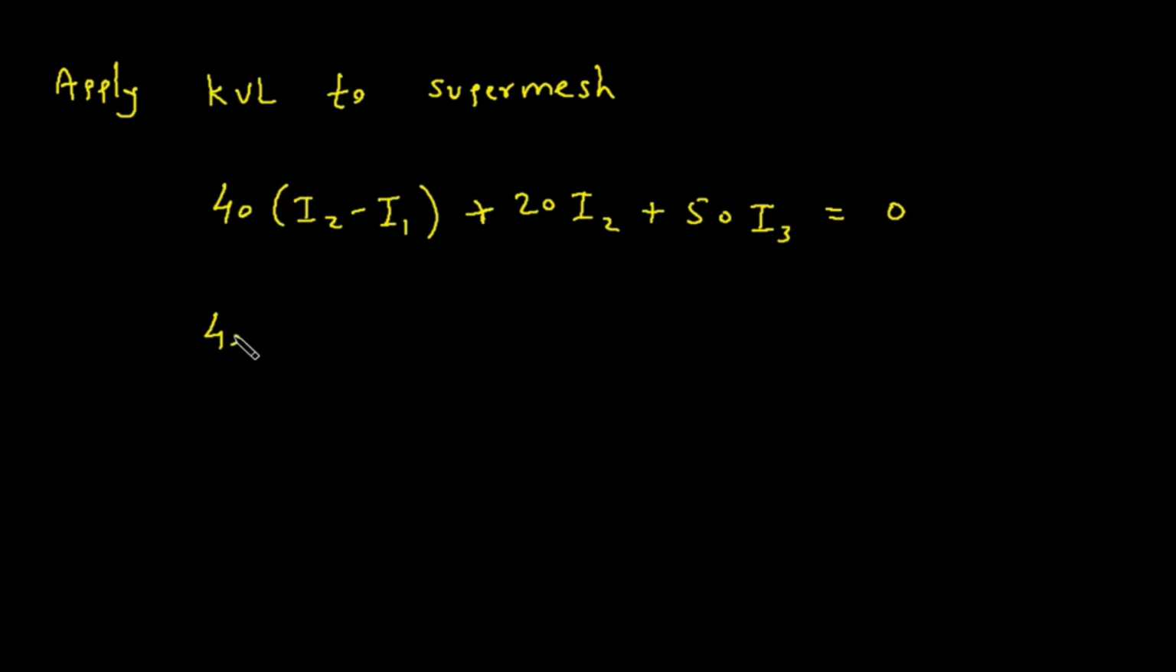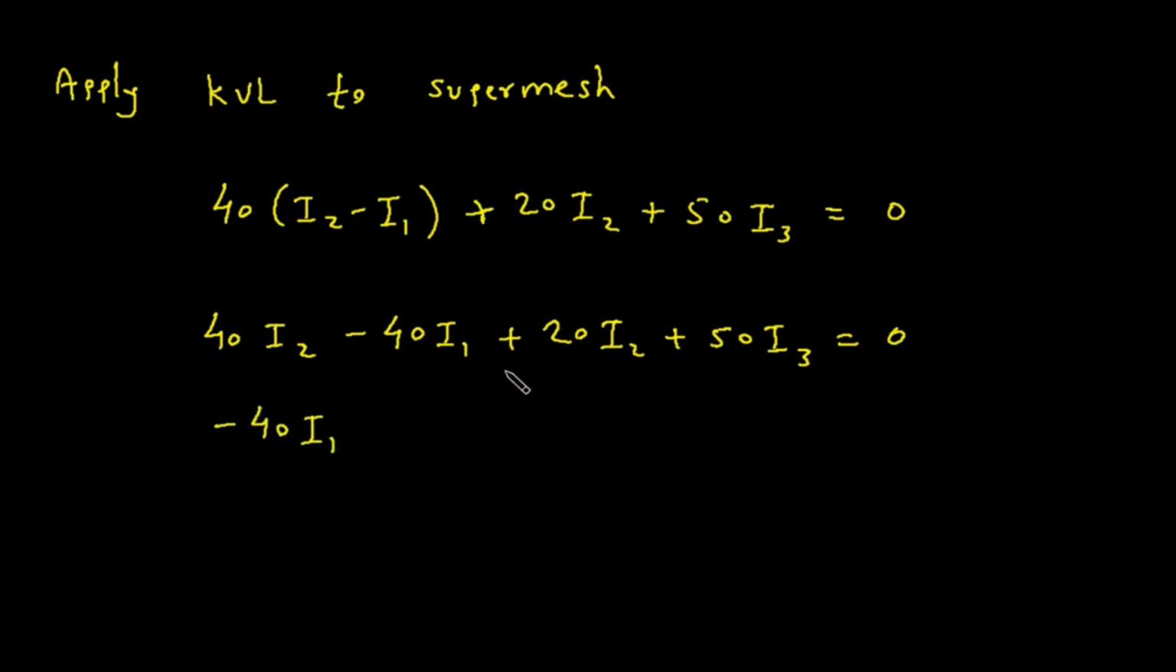This will be 40 I2 minus 40 I1 plus 20 I2 plus 50 I3 is equal to 0. This will be minus 40 I1. This will be 40 plus 20, 60 I2, plus 50 I3 is equal to 0. Let's say this is equation number 2.